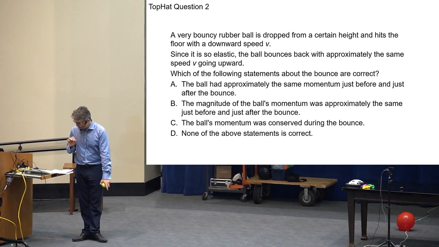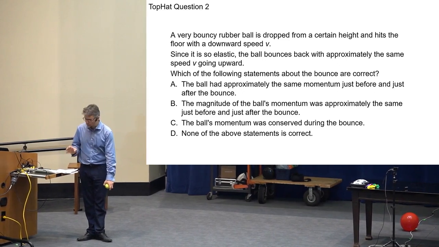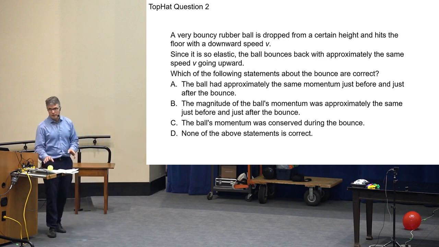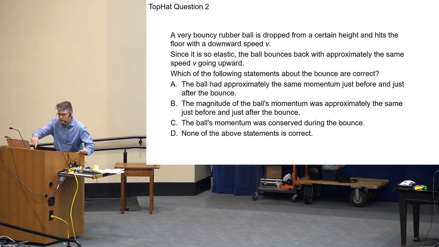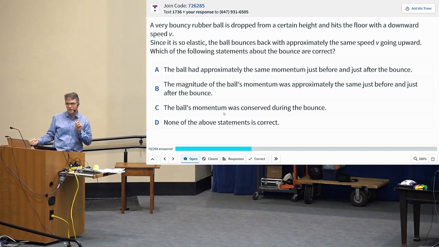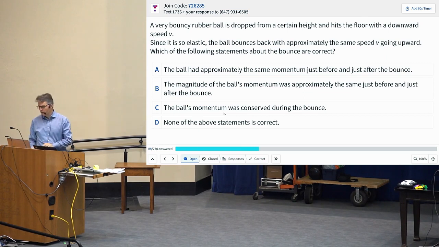A, the ball had approximately the same momentum just before and after the bounce. B, the magnitude of the ball's momentum was approximately the same just before and after the bounce. C, the ball's momentum was conserved during the bounce. Or D, none of these are correct. I'll give you a chance to think, pair, share. Think about it, and then pair up, find a neighbor.